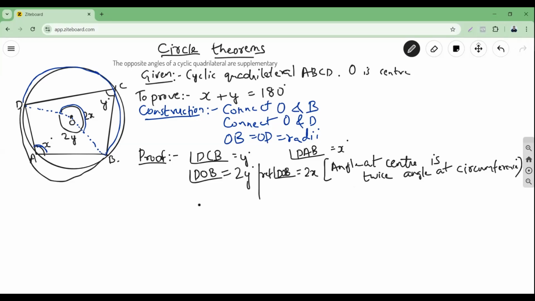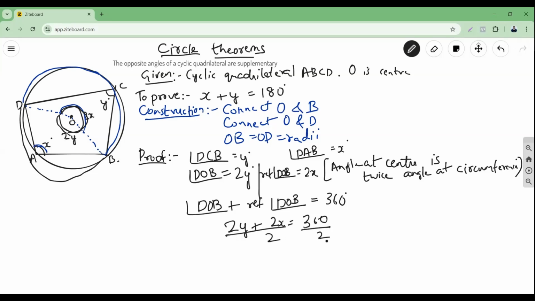And now what we can do is add angle DOB and the reflex angle DOB. These two, when we add together, we know it's a complete angle. Complete angle means it is going to be 360 degrees. That means 2y plus 2x is equal to 360 degrees. If I divide everything by 2, it becomes y plus x is equal to 180 degrees. Or in other words, x plus y is equal to 180 degrees. And that is what we wanted to prove.